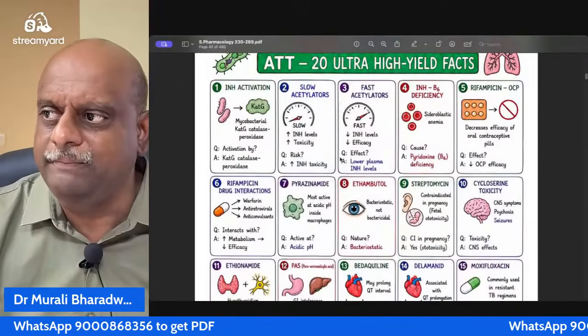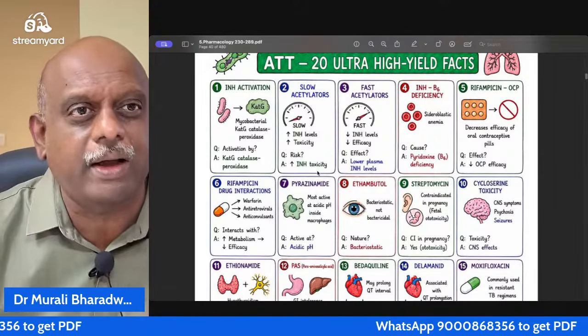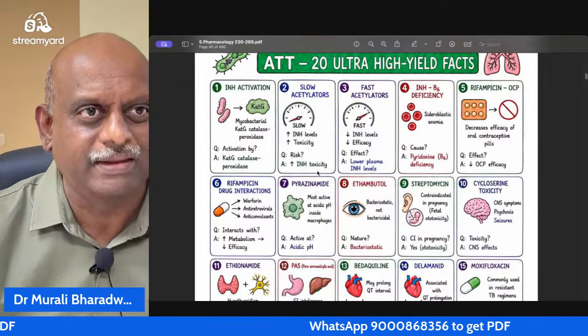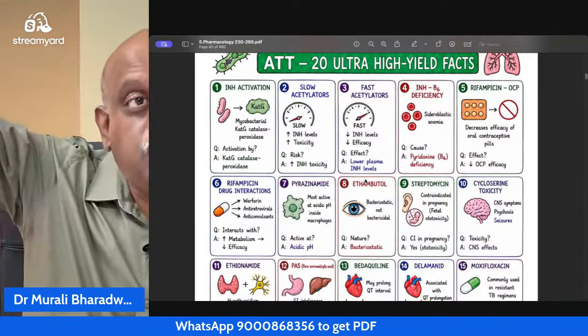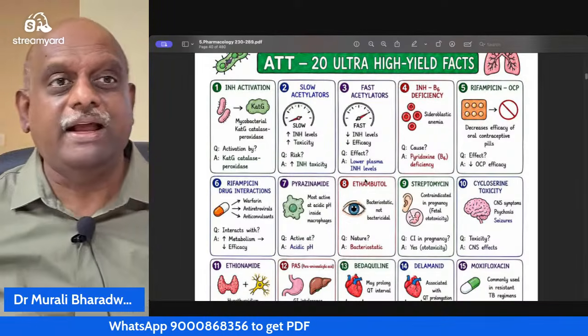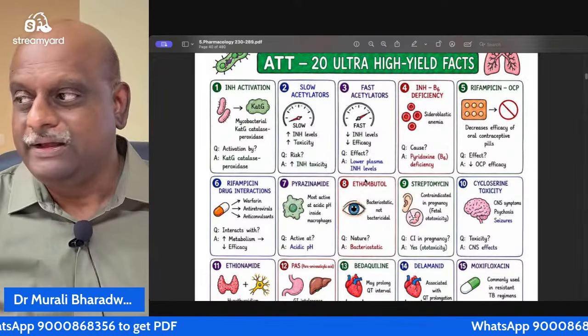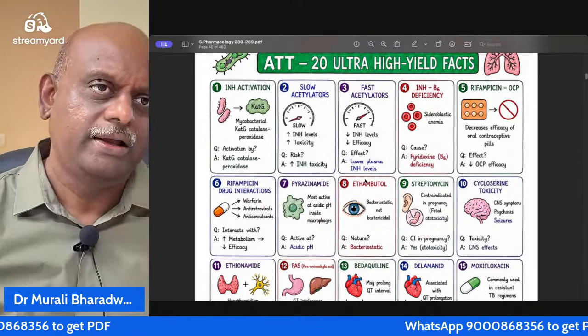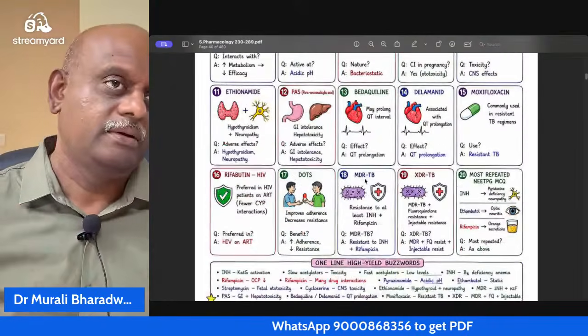One important thing, slow and fast acetylators. Slow acetylators have higher INH toxicity. Fast acetylators, you need to increase the dose of INH because they will have lower plasma INH levels, which is subtherapeutic. So those are the two things about acetylator status and INH. That is the TB medicines.